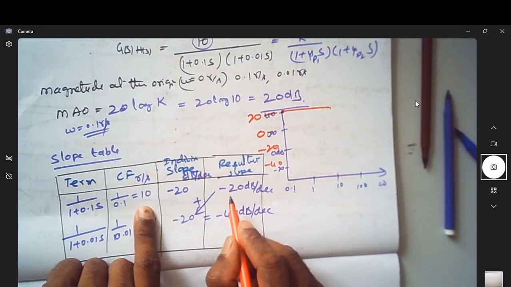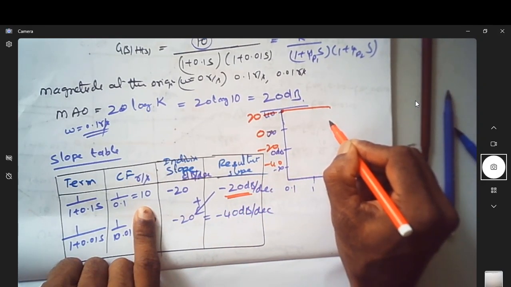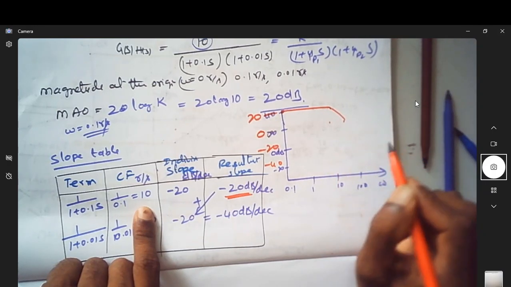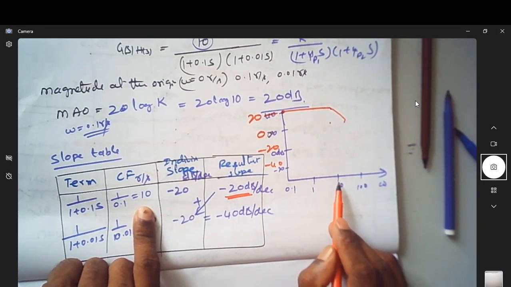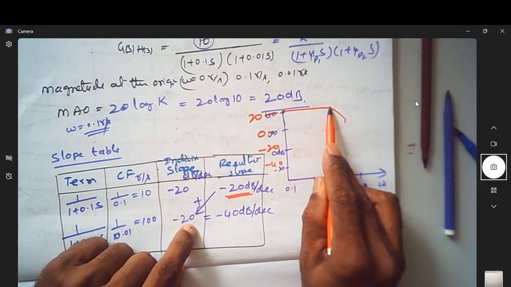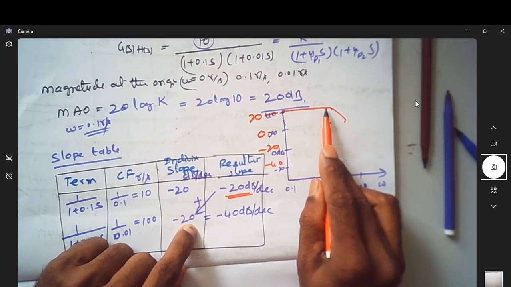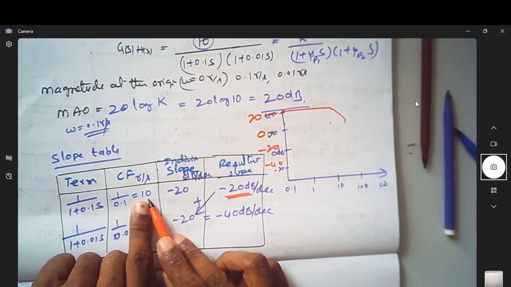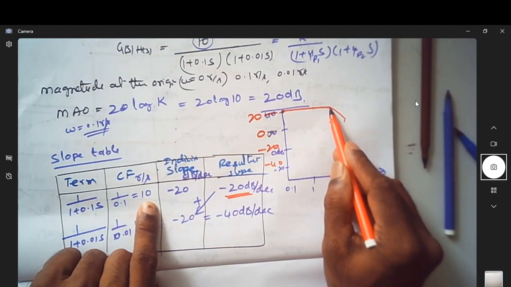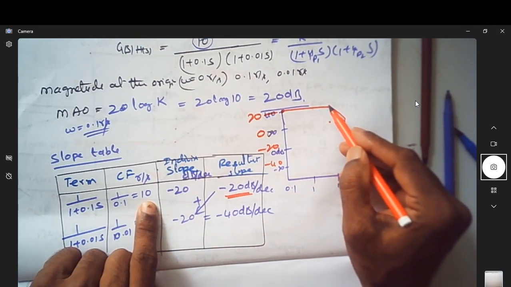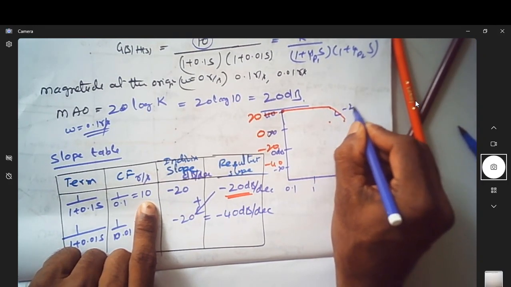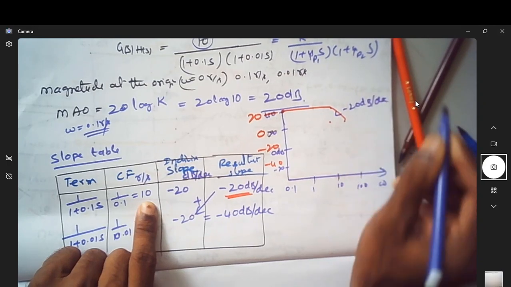After the first cutoff frequency, what is the resultant slope? Minus 20. So come down by 20 dB, go by 1 decade, draw the line. So till the first cutoff frequency, retain the magnitude at the origin as the magnitude. Now the slope will start changing from 10 radian per second. So at 10 radian per second, what is the resultant slope? Minus 20. So come down by 20 dB, go by 1 decade, you will get the slope reference. Now this is minus 20 dB per decade is the slope.